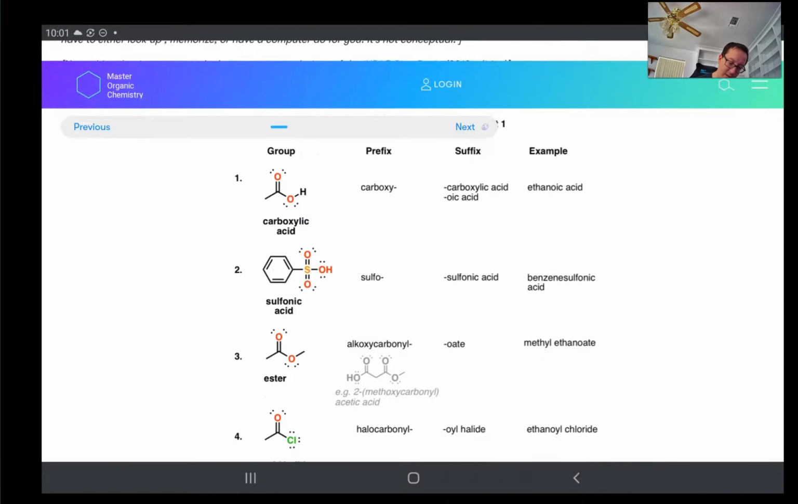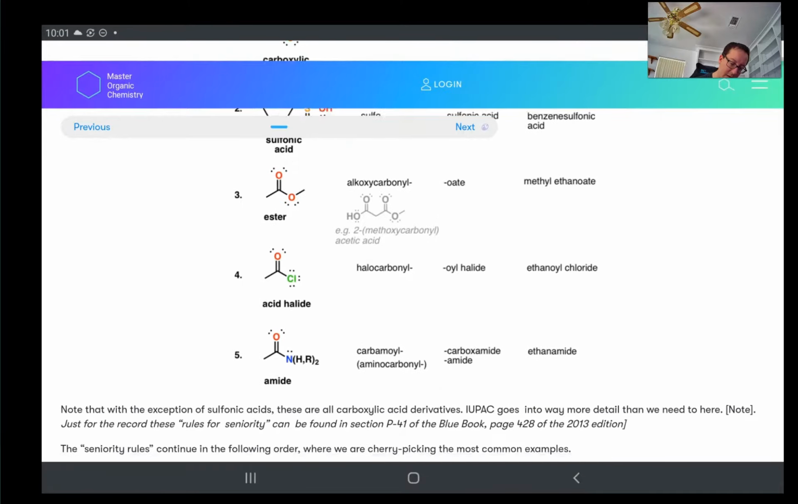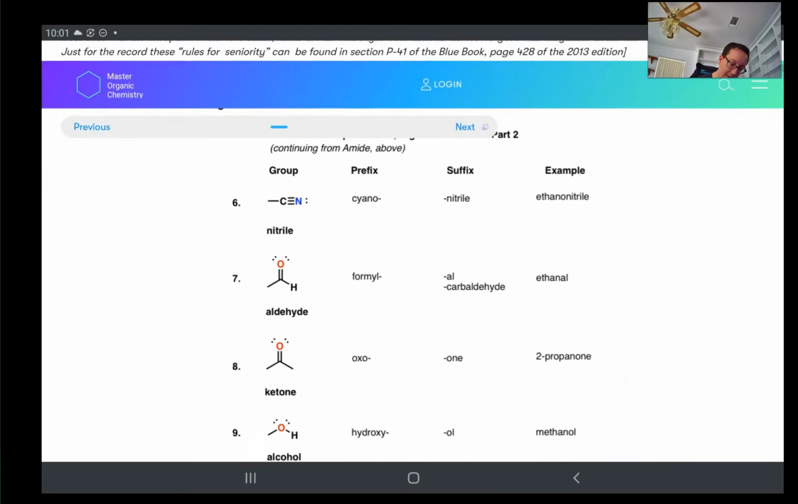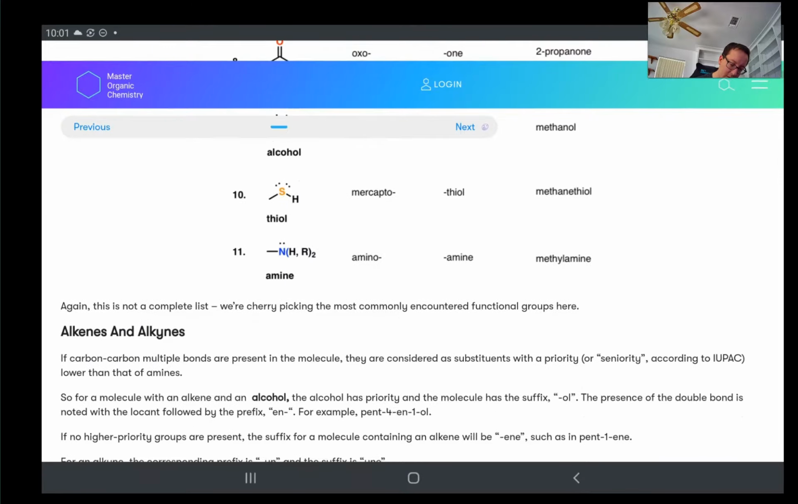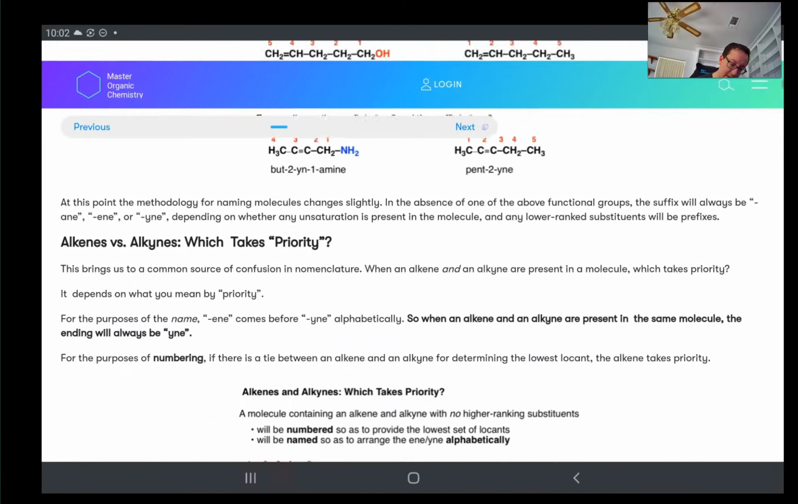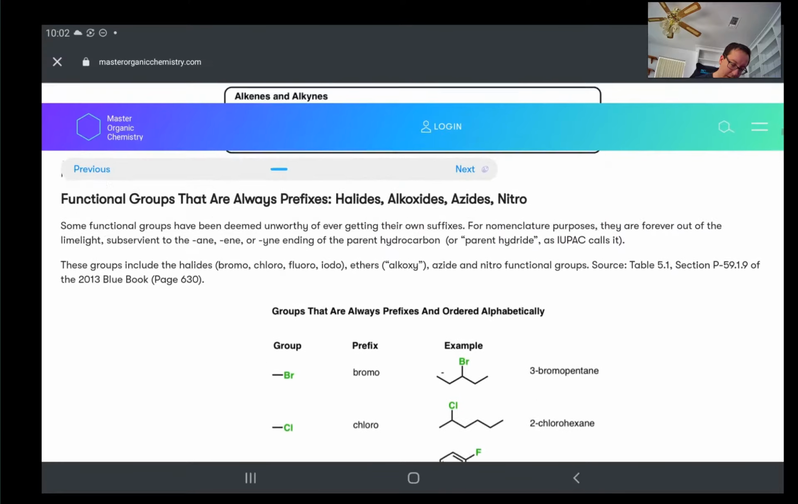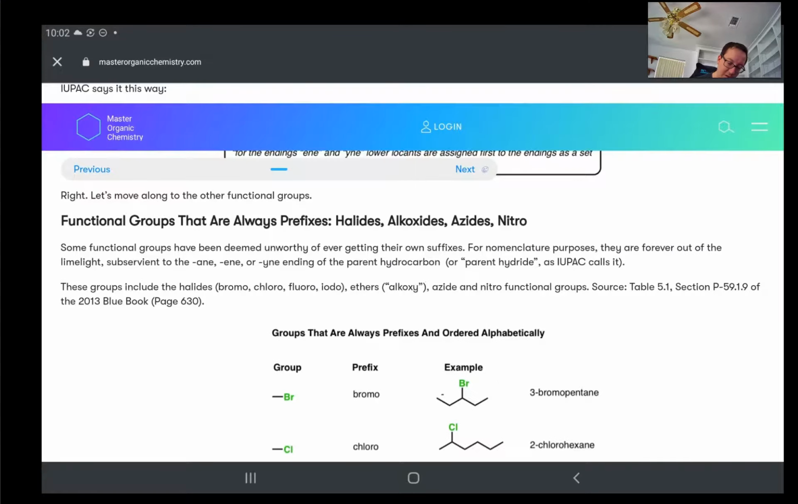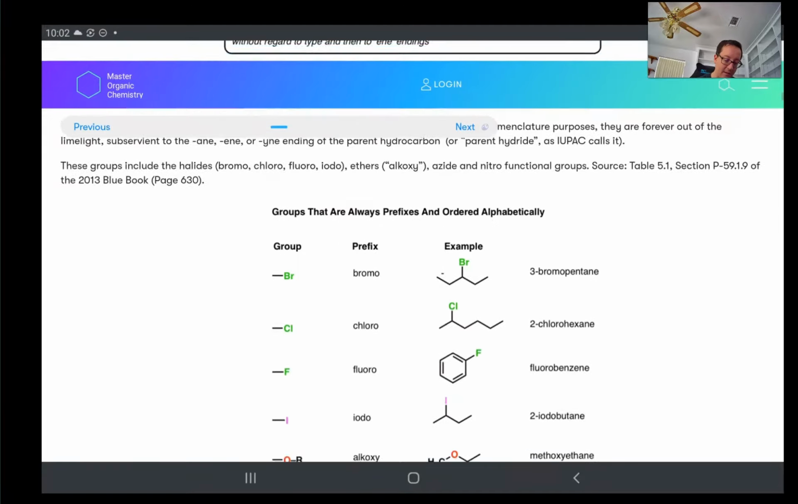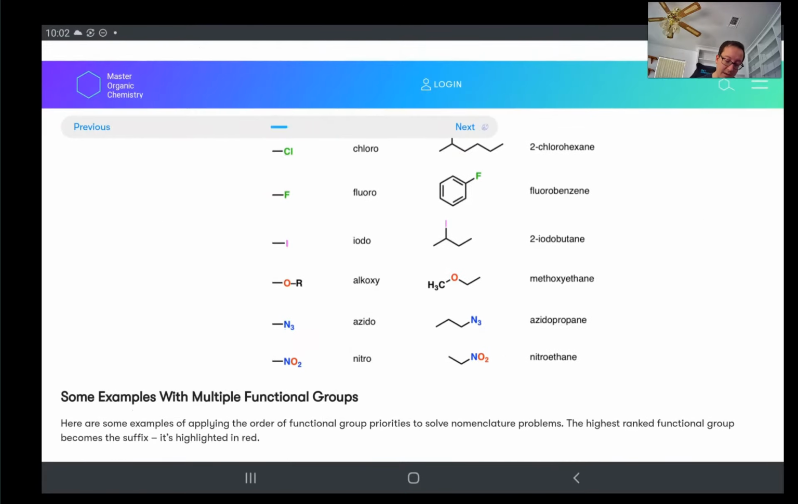Yeah, so carboxylic acids are our first priority. We're going to go down. We're going to see as we go down that, okay, alkenes, who cares about these? So these functional groups down here always are lower priority than just plain old alkanes. So stuff like nitro groups. Nitro is in fact your lowest priority group. You're always going to name nitro as a substituent.